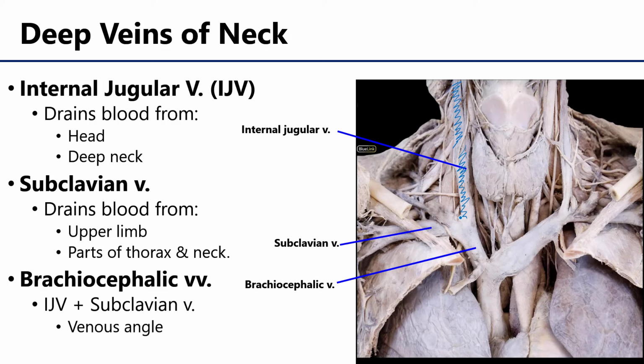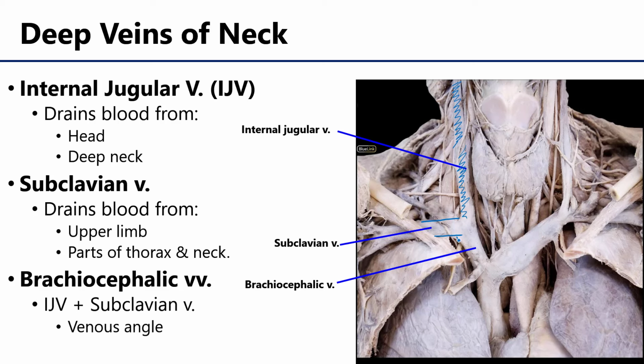The IJ originates within the cranial cavity, draining some of the sinuses, the blood sinuses within the cranial cavity, and it goes through the jugular foramen. It's accompanied by cranial nerves 9, 10, and 11, so glossopharyngeal, vagus, and accessory, and it's descending down the neck, and it's going to come together with the subclavian vein, which we can see there. So the IJV meets the subclavian vein.